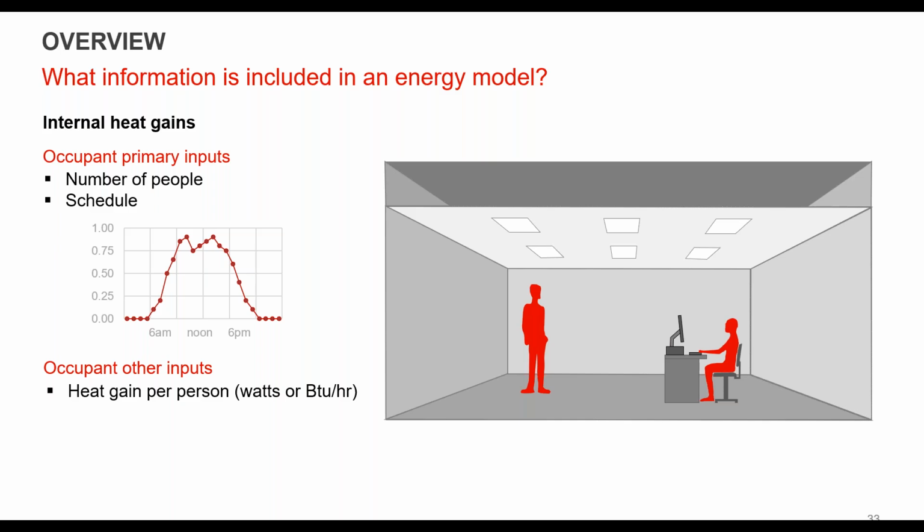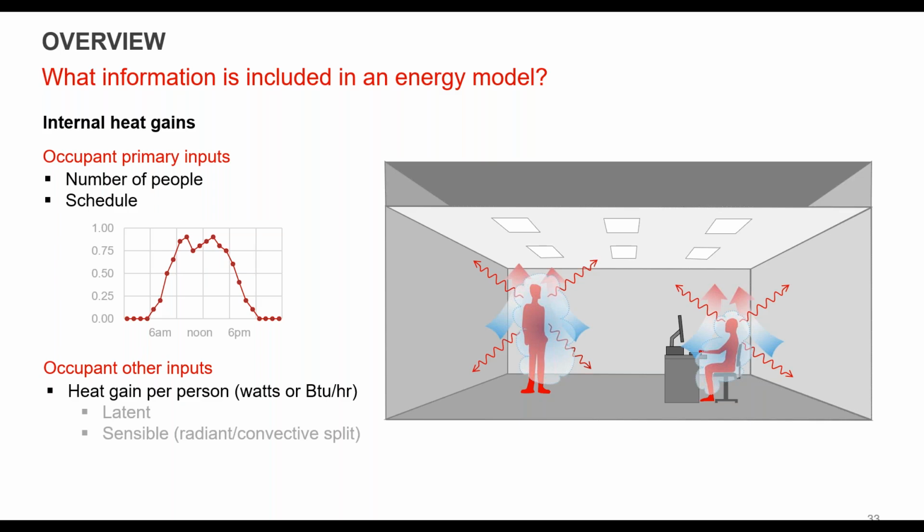So if it's a gym or workout space, people are going to give off a lot more sensible and latent heat than they would in a typical office space. So, good thing to understand. People give off moisture that needs to be dealt with by your HVAC system.